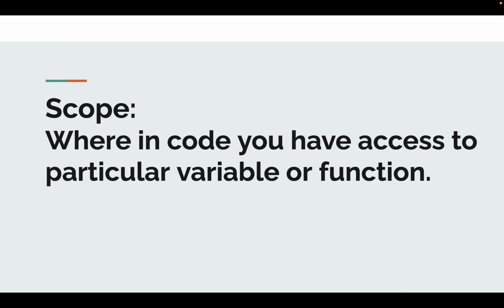Alright, what's the scope? Essentially, at its most basic, scope means where in code you have access to a particular variable or function. So I have a variable, perhaps it's a number, string, or an object, or I have a function. Where else in my code can I access it? Alright, so let's take a quick look at immediately invoked function expressions and how they affect the scope.